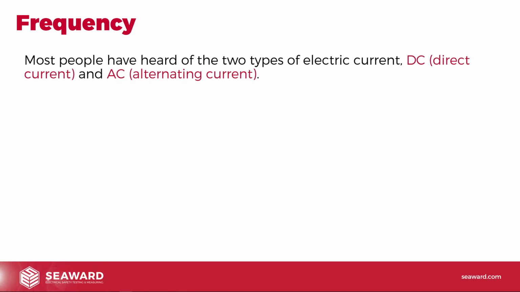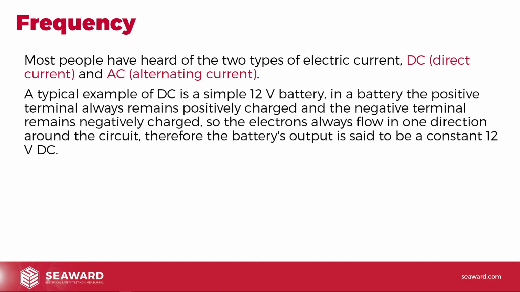So the next one we're going to look at is frequency. Most people have heard of the two types of electric current, DC, direct current, and AC, alternating current. A typical example of DC is a simple 12-volt battery. In a battery, the positive terminal always remains positively charged, and the negative terminal remains negatively charged. So the electrons always flow in one direction around the circuit. Therefore, the battery's output is said to be a constant 12 volts DC.